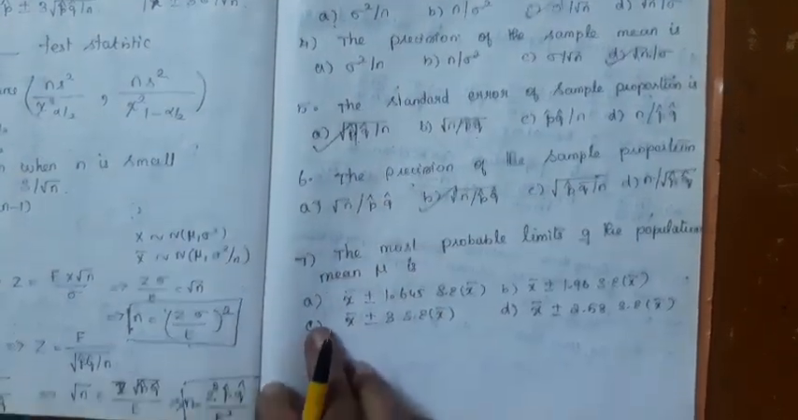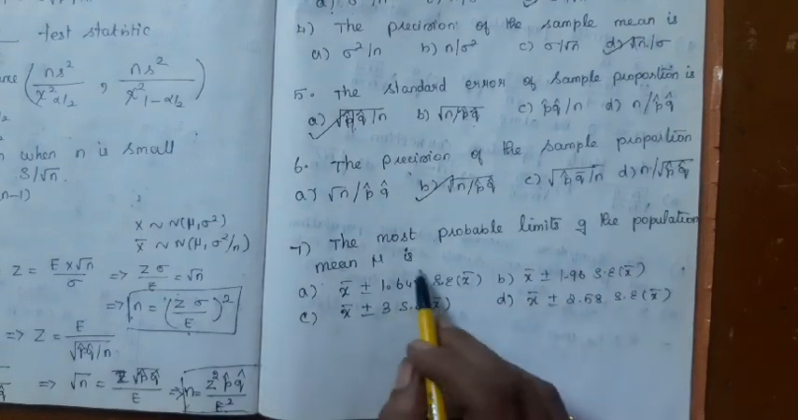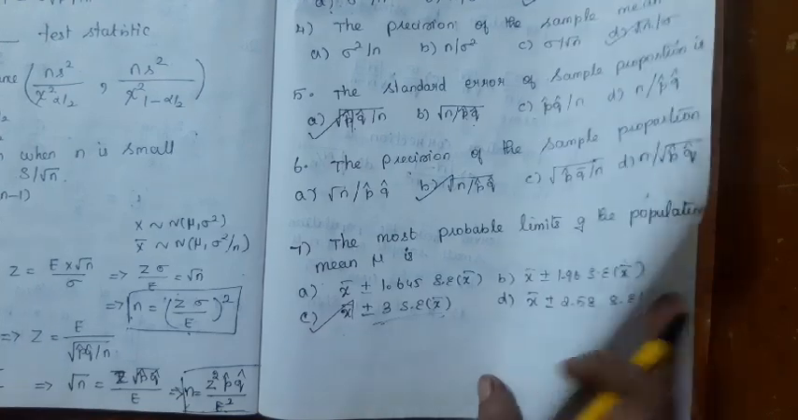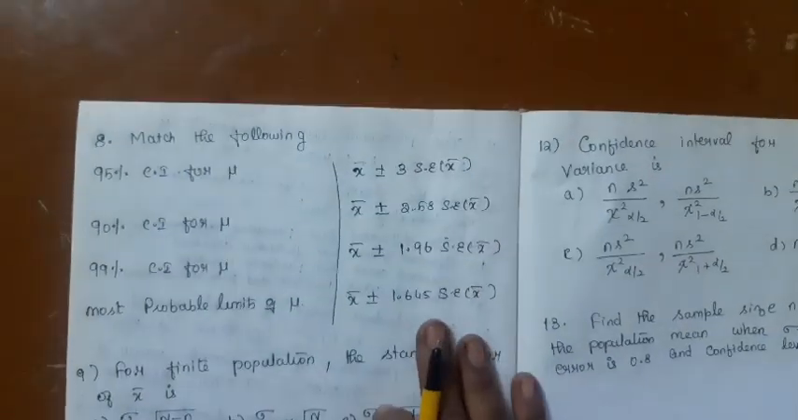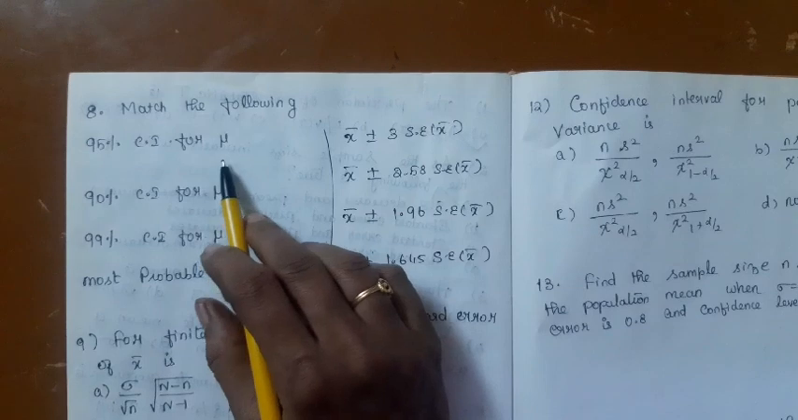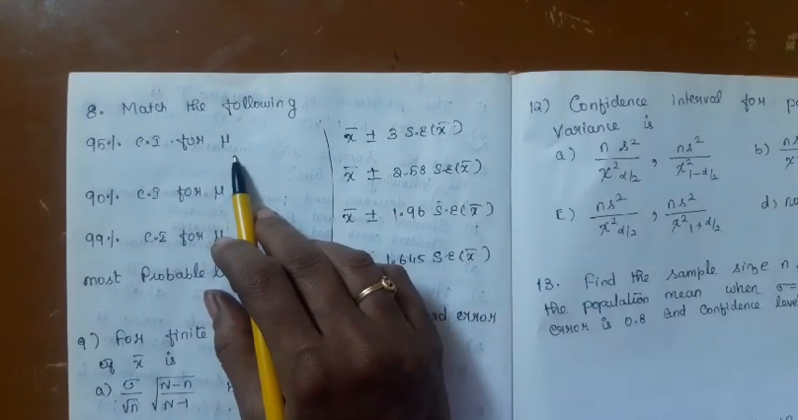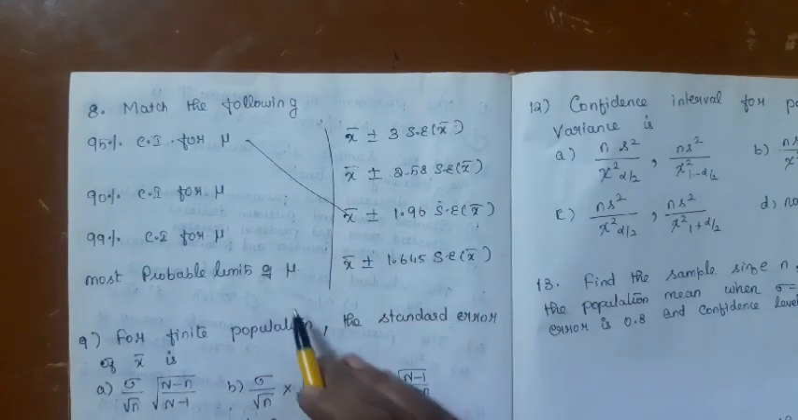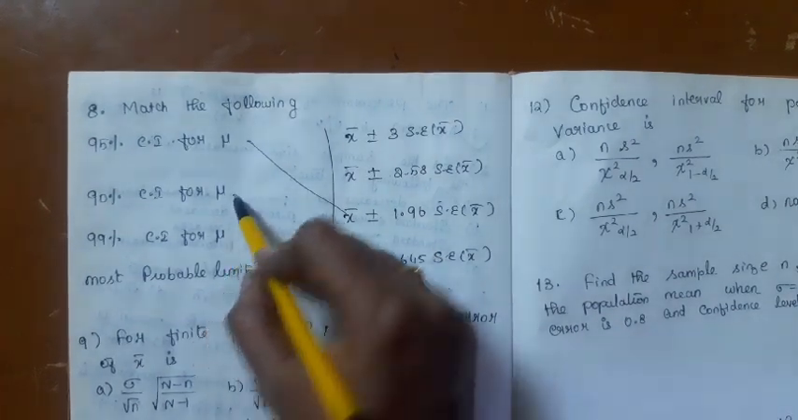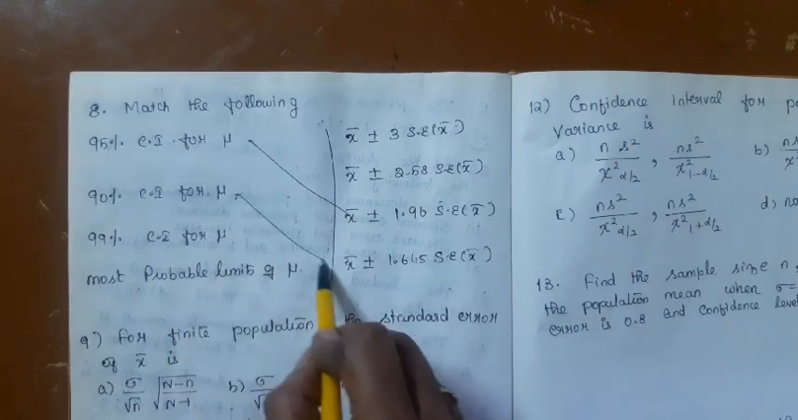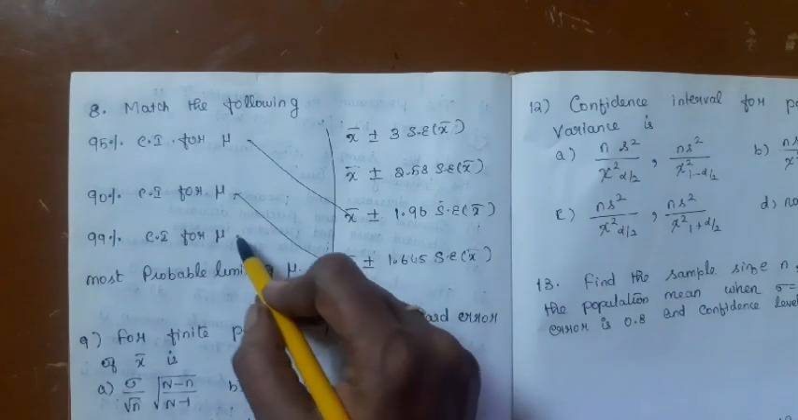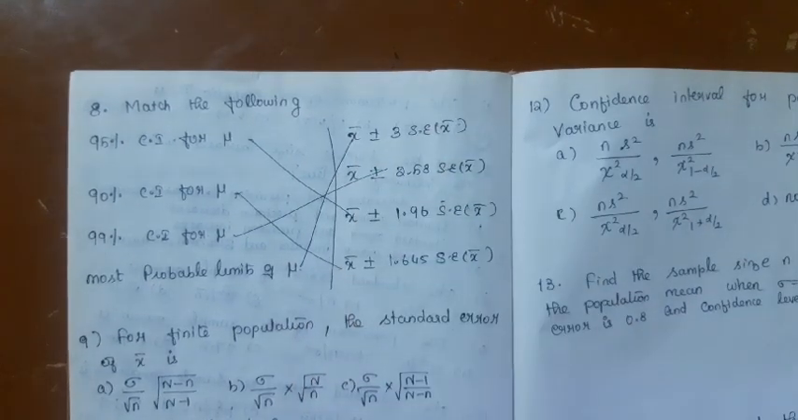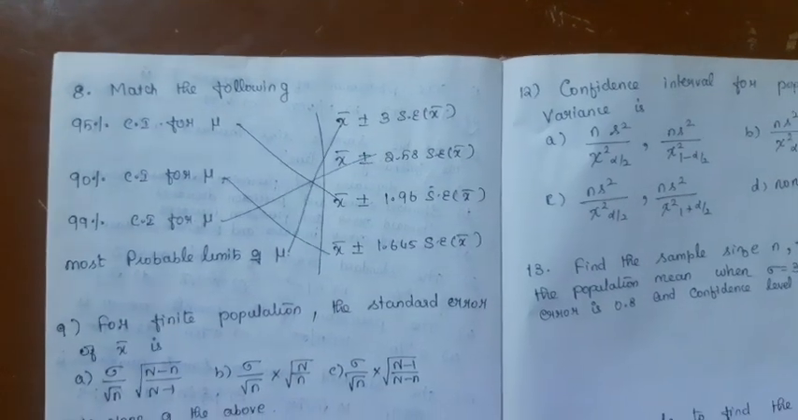Okay. The most probable limits of population mean is this. 3 sigma limits are the most probable limits. Okay, let us match it. For 95% confidence interval, the table value will be 1.96, and for 90 it is this. For 99 it is 2.58, and most probable limits are nothing but 3 sigma limits.